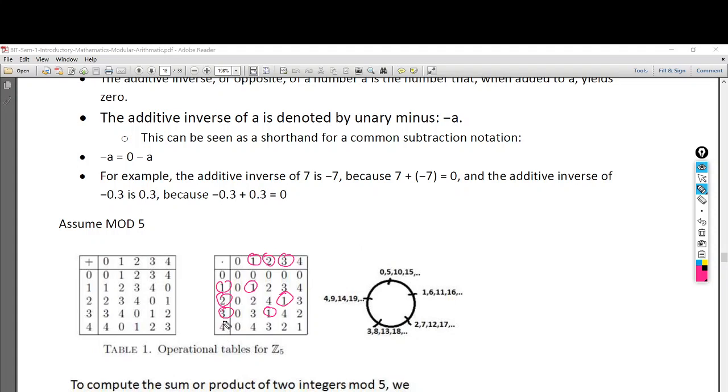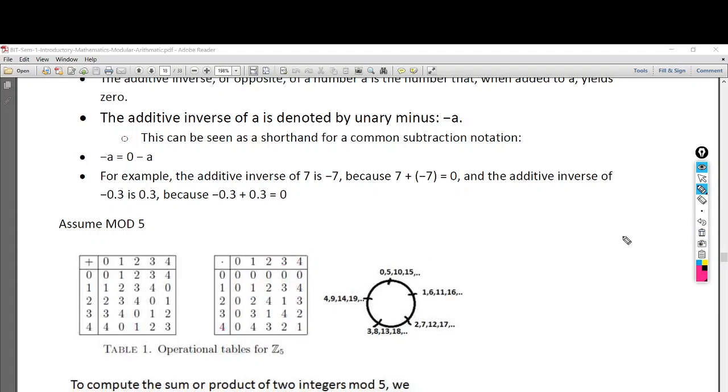And the inverse of 4? Let's multiply again. 4 times 1 is 4, so 1 is not the inverse of 4. 4 times 2 is 8, which is congruent to 3, so 2 is not the inverse of 4. 4 times 3 is 12, which is congruent to 2, so 3 is not the inverse of 4. 4 times 4 is 16. 16 is congruent to 1, because 16 minus 1 is 15, and 15 is divisible by 5. Therefore, yes, 4 times 4 is congruent to 1.